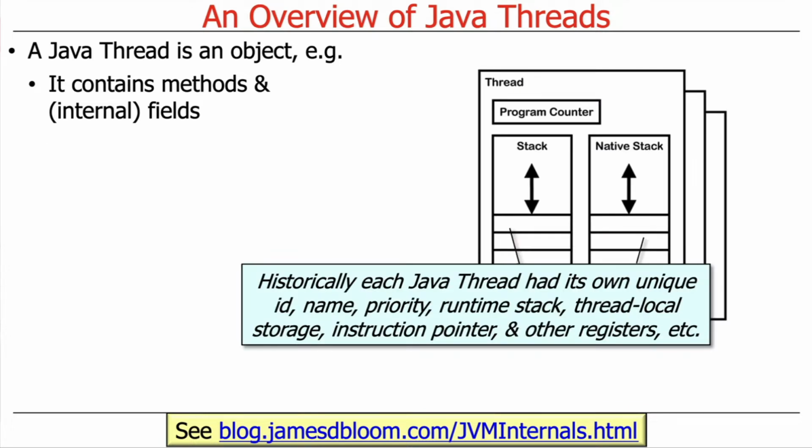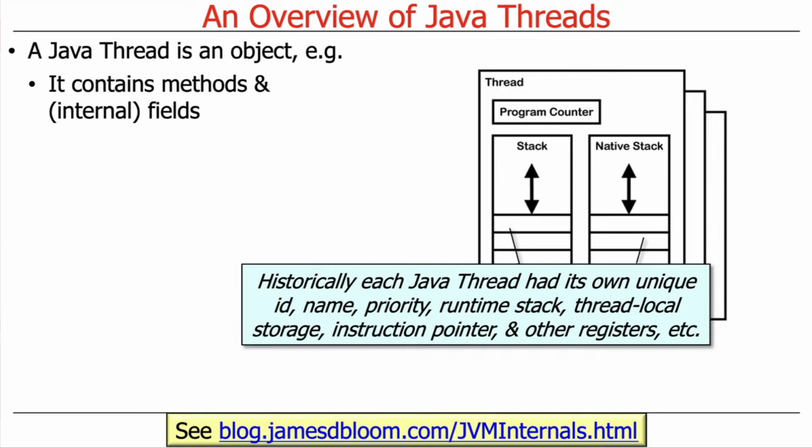Historically, each Java thread had its own unique ID, so that gives it a unique identity, like thread 7 or thread 10. You can give it a name if you want, or it'll be given an internal name. It has a priority. Priority just means that if you have multiple threads that are ready to run, the one which has the highest priority should be the one that will be running before the ones of lower priority. It's got a runtime stack.